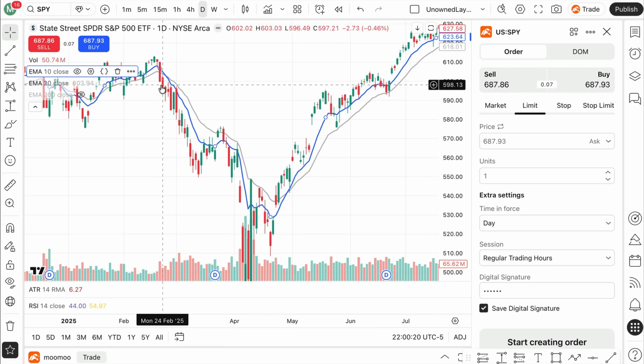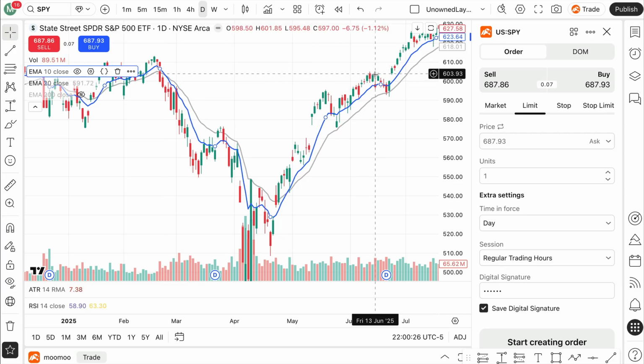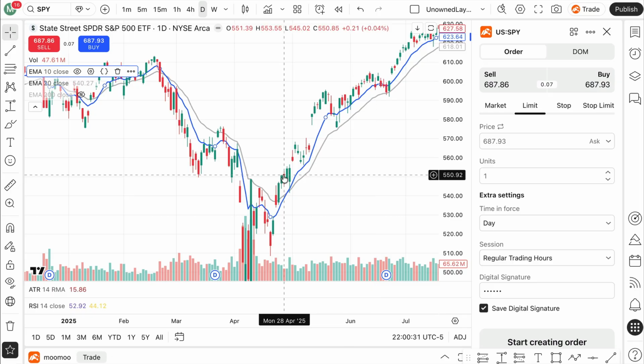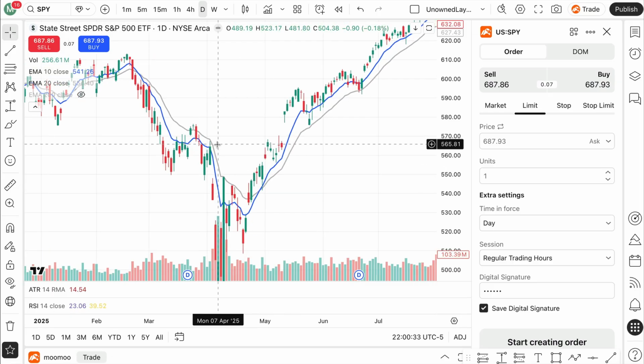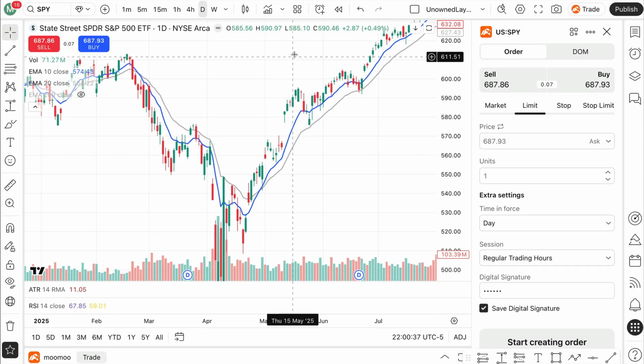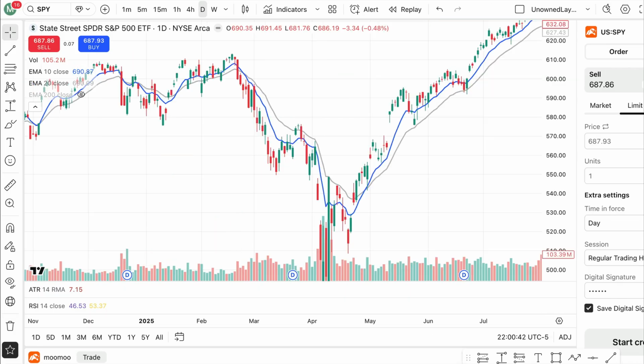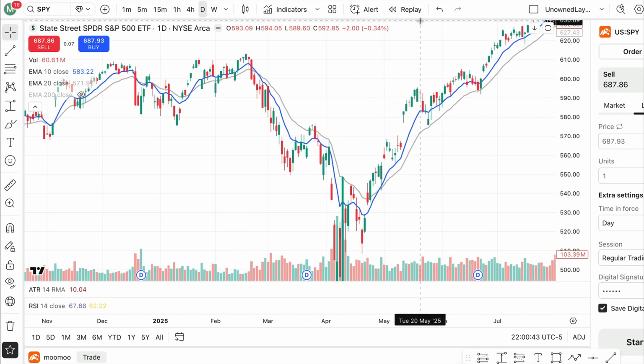This is February 24th. You wouldn't have got back to break even until June 13th. So what I like to do with TradingView is do this replay feature. I'm going to expand this outside my window so it's bigger, but it makes this button bigger.